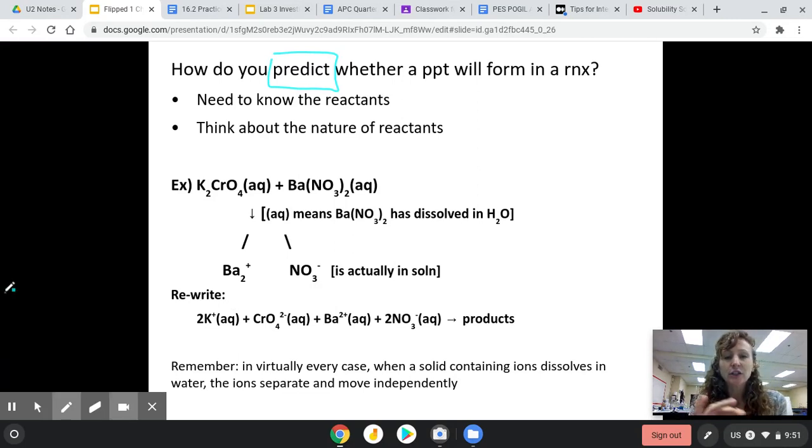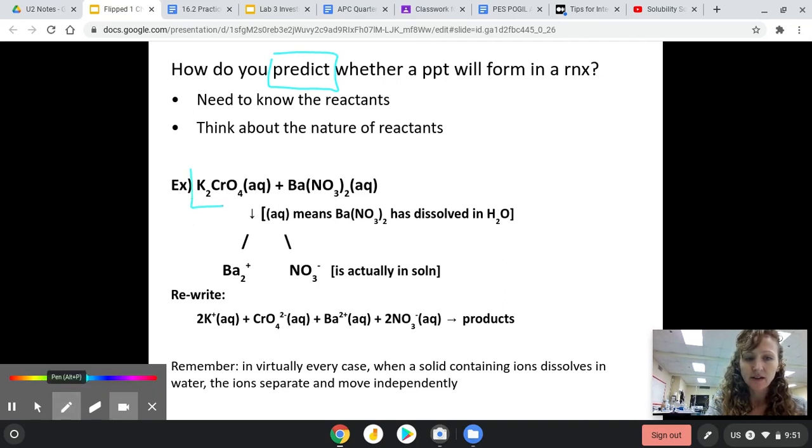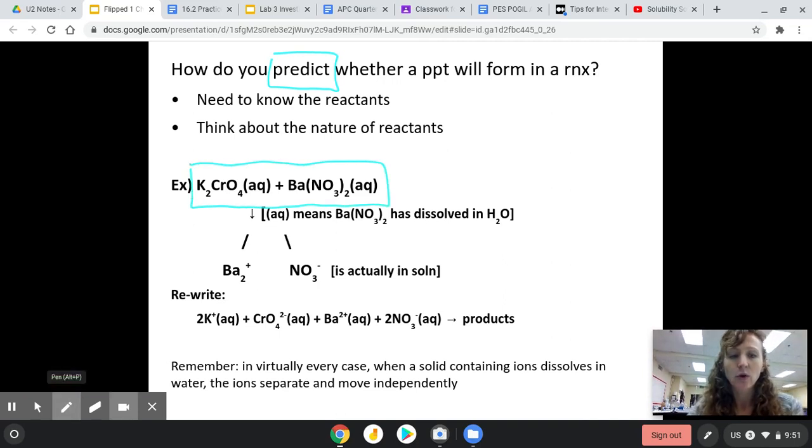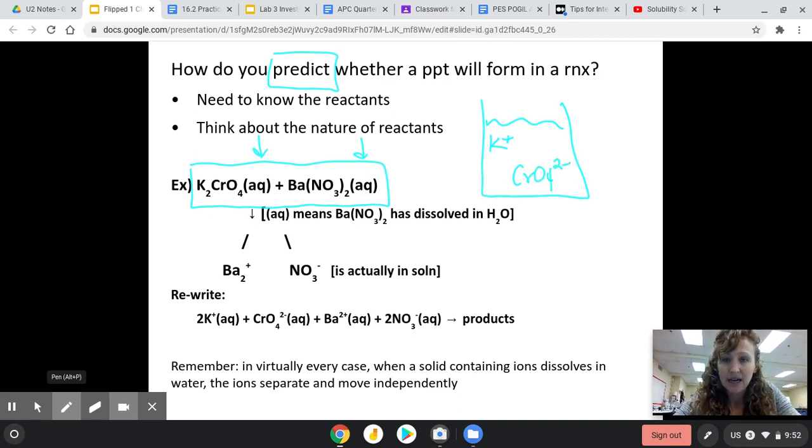Okay, so let's look a little bit more deeply into one of these. Here's an example we have here. We have potassium chromate mixing with barium nitrate. Now notice these are both aqueous. So if we look at the beakers, in our first beaker, we're not going to have any potassium chromate. We will have potassium ions, and we will have chromate ions floating around separate from each other.